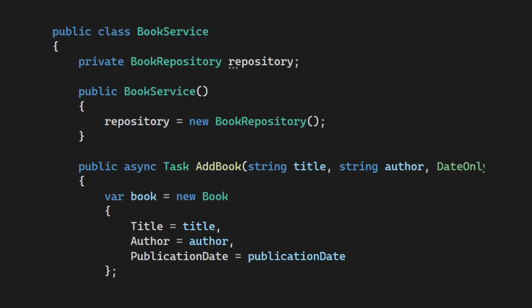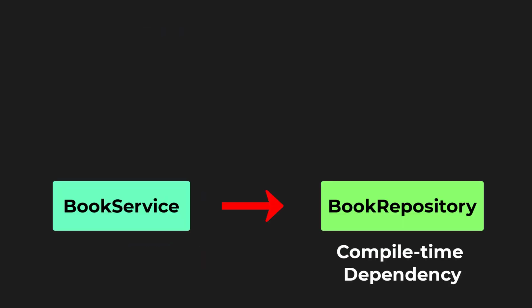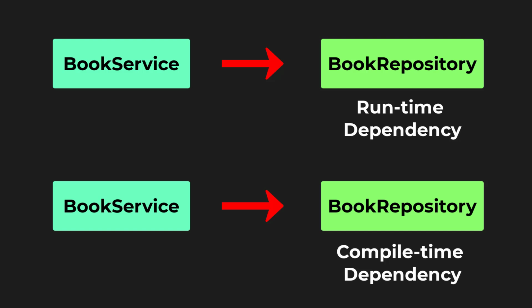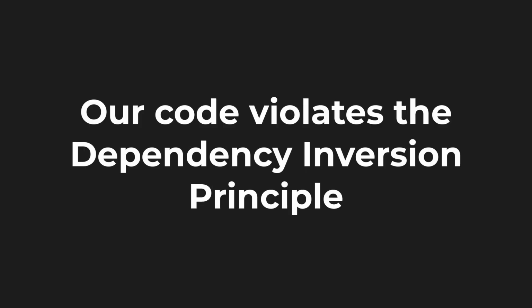In the previous video, we saw that the book service class had a compile time dependency on the book repository class, and that the direction of our compile time dependency is the same as our runtime dependency, from book service to book repository. So according to the first definition of our dependency inversion principle, we can already see the principle is being violated in our code.